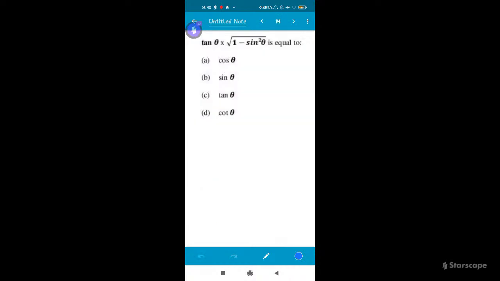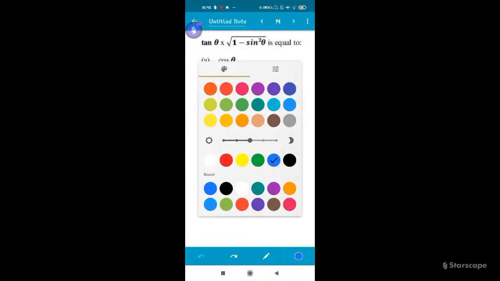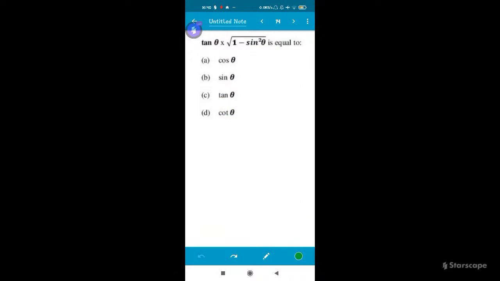Let's move on to the next question. This is a very simple question. We have an MCQ sort of question out here. So we have to simplify this expression and then find which option is correct. So let's begin. We have tan theta into square root of 1 minus sine square theta is equal to which of the following options.